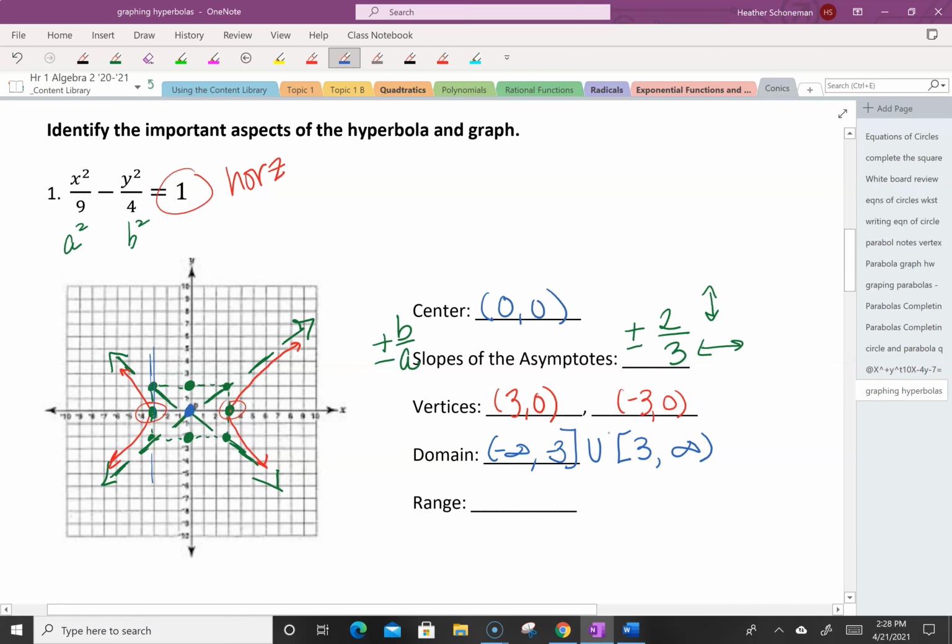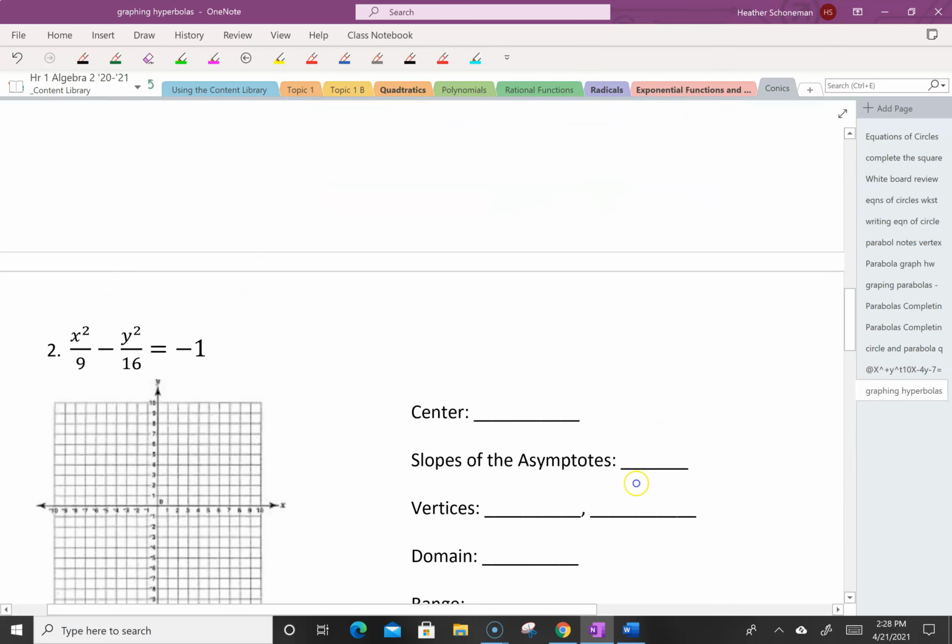The range measures our y, which is bottom to top, and the graph is going to continue to get wider up and down, so the range is all real numbers. Now, when it's a horizontal hyperbola like this one, the domain is going to be this wonky thing, and the range will be all real numbers. And then when it's a vertical, that will be flip-flopped. So let's look at one of those.